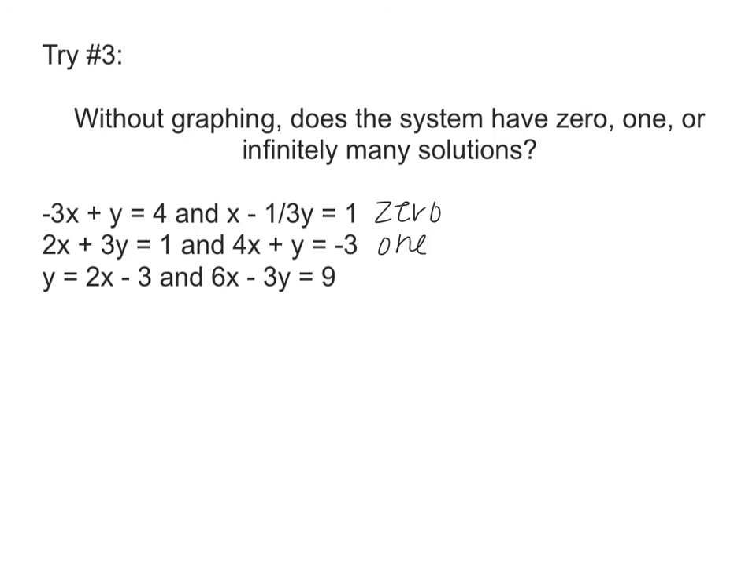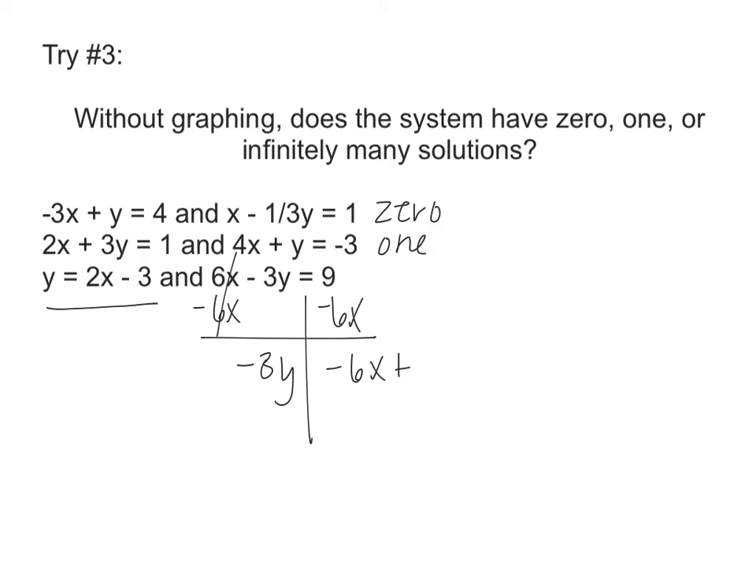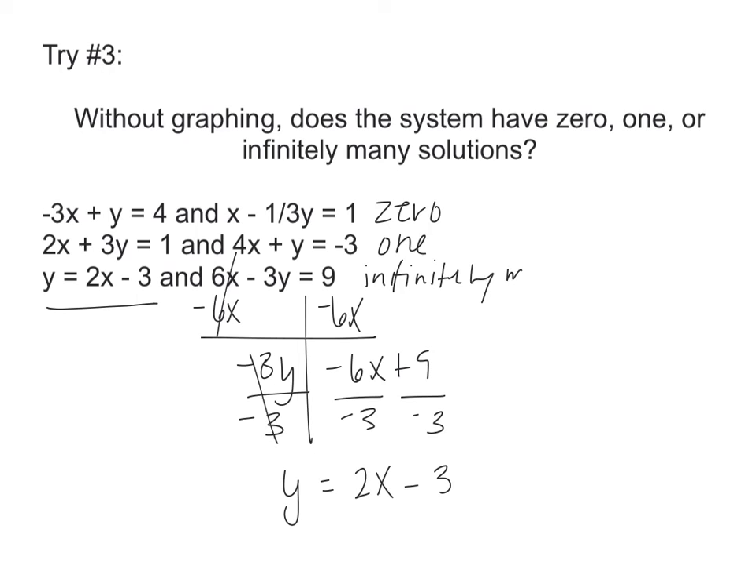Okay, and the last example, we don't need to change the first one because it's already in slope-intercept form, so let's just change the last one. So I'll move x over by subtracting 6x, doing the opposite. And I would have negative 3y is equal to negative 6x plus 9. So if I divide by -3 to every term, I will have that y equals 2x minus 3. And look at that, they are the exact same, so that is infinitely many solutions. Because they are the exact same line.